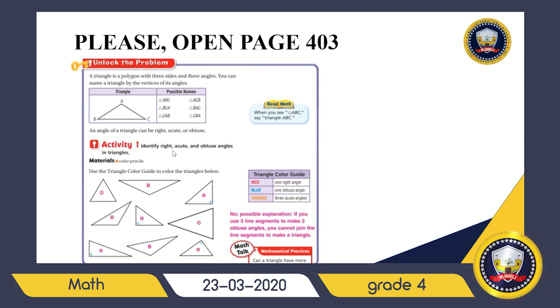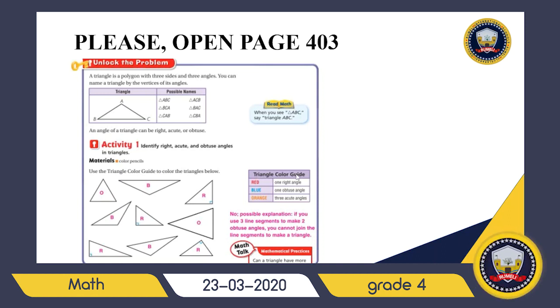So let's identify right, acute and obtuse angles. If you want, you can identify by yourself and you can check it with me later. So the first shape includes three acute angles. If it has three acute angles, it represents an acute triangle.